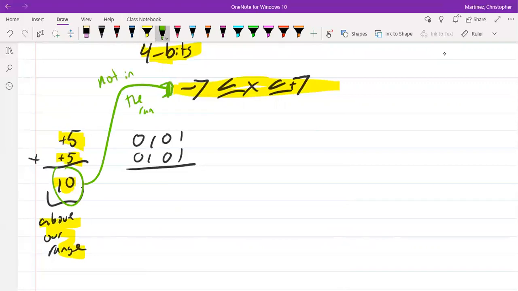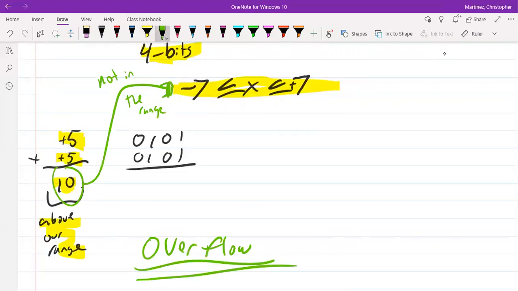Well, this is going to have a name for us. What we call this is overflow. And what overflow means is we can do our math operation, but we're going to end up with the wrong result because we're not able to store that number 10.